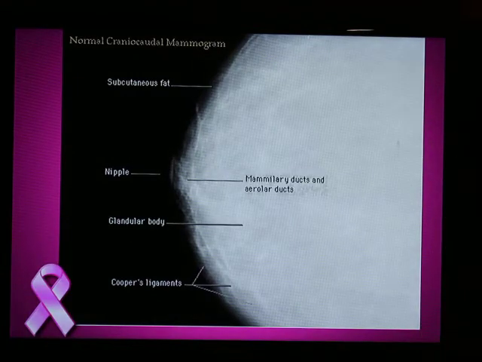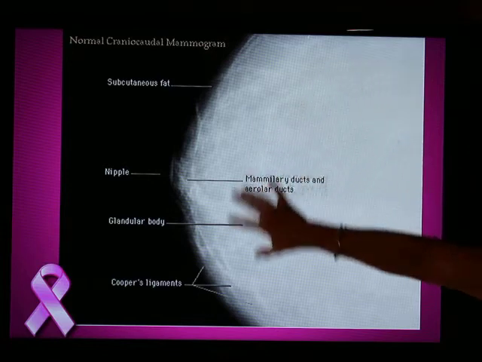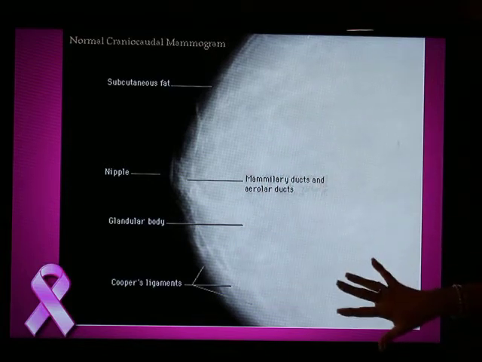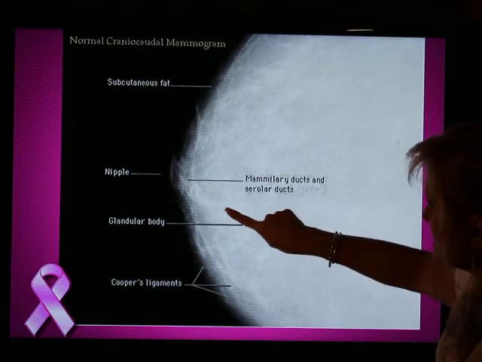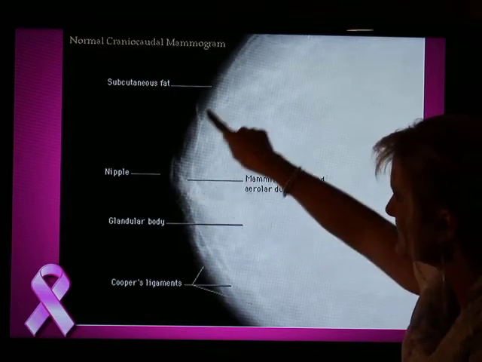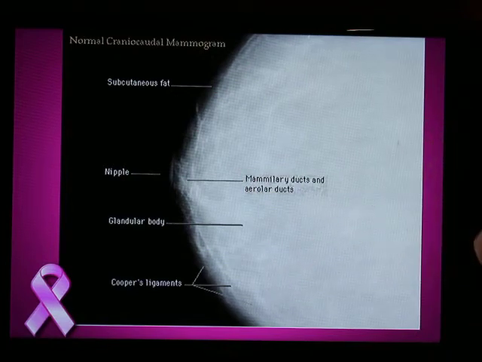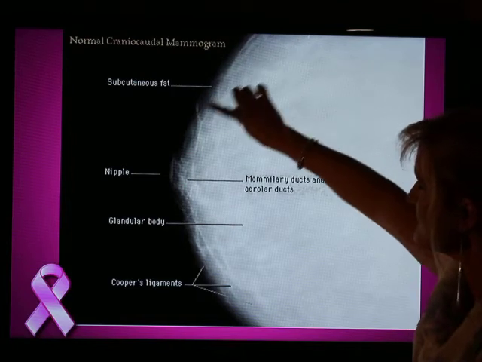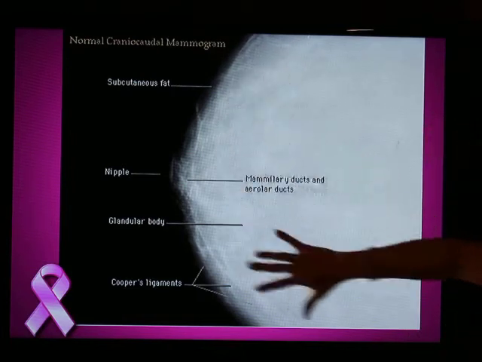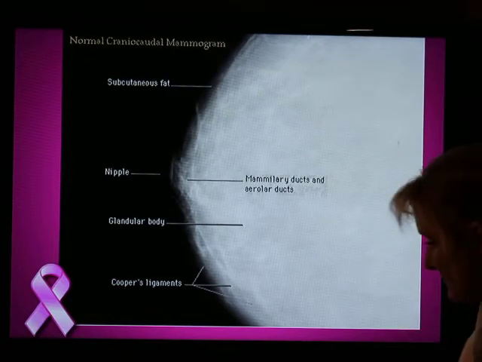This is what a mammogram looks like. Now this is a very dense breast. You can't see through it. They're not all this dense. But what they're looking at is you've got a lot of the mammary ducts coming in through here. And you don't need to know about all these different ligaments, but you've got a little bit of subcutaneous fat here. But this is completely normal. There's no lumps. There's nothing identified in here.